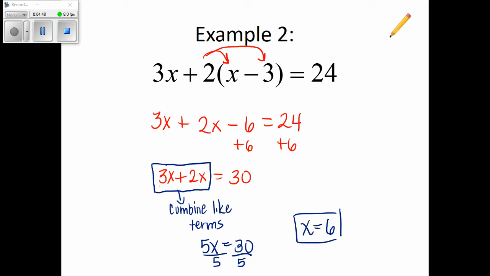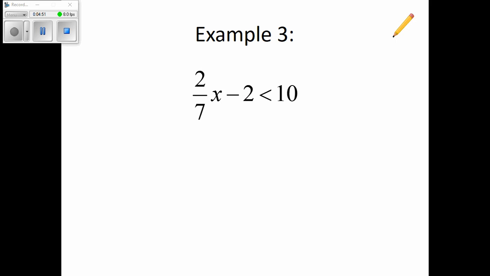Okay, now let's do some inequalities. I'm going to change this inequality to a negative. So we have negative 2/7 x minus 2 is less than 10. I'm changing that because it's important for us to see something that happens with inequalities that does not happen with equations. All right, so we have our inequality here. I still want to get x alone. So the first thing I'm going to do is get the 2 to the other side. I use inverse operations. So I have negative 2/7 x is less than 12.